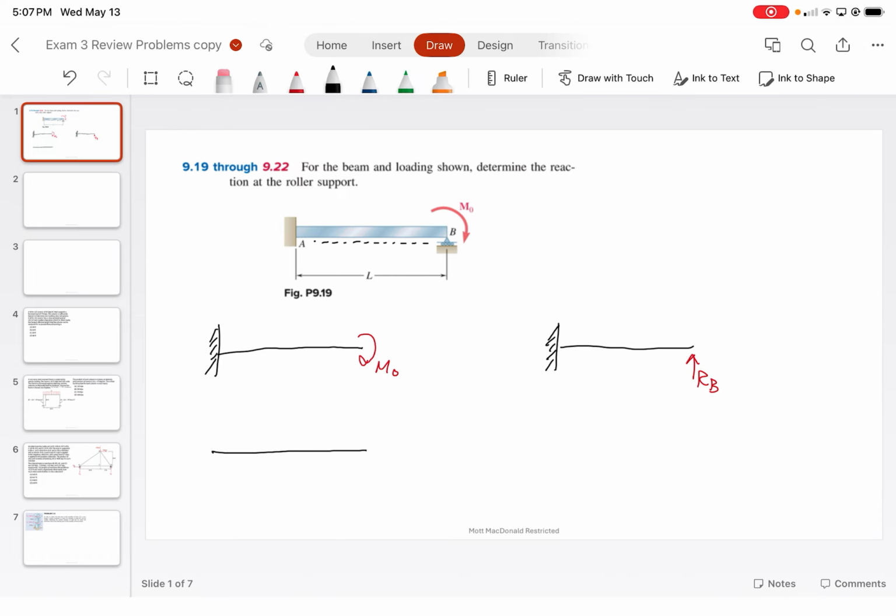Now, if we tried to do equilibrium, we'd find that the reaction moment here is just M naught, which then means that our internal moment is this, M naught. Now, when we cut sections, recall, let's say that this is the cut. This was positive M of x, right? When our reference fiber was on the bottom. So what does that tell us about our internal moment? It's going to be negative. It's negative. So we get negative M naught.